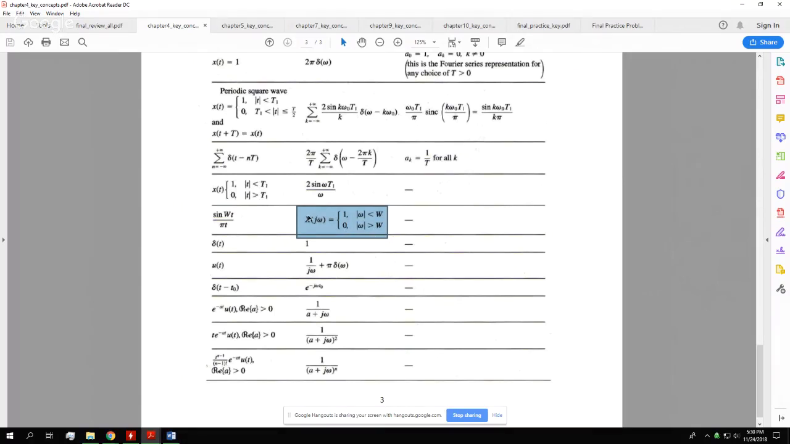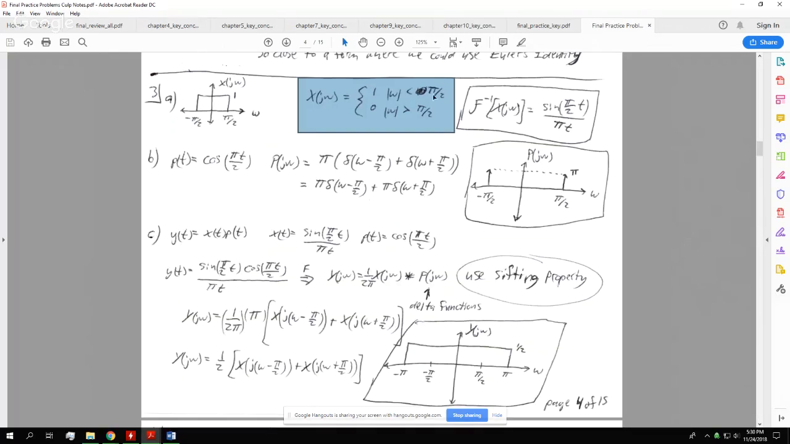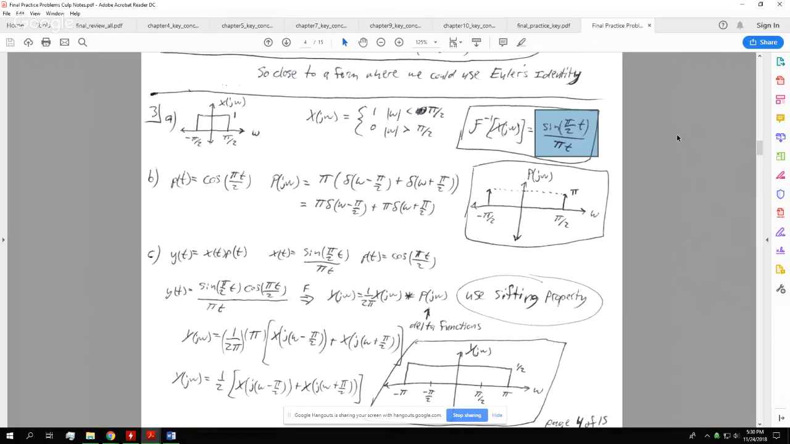So if that's what I'm given in the problem, then the original signal was some form of this. All we have to do is figure out what W was. So what is W in this case? W was pi over 2, and that comes straight from the picture that we were given. So I just plugged that in and put our basic transform here. And that's part A. It's very, very straightforward. Just look for the transform pair on the table, and then you're done.